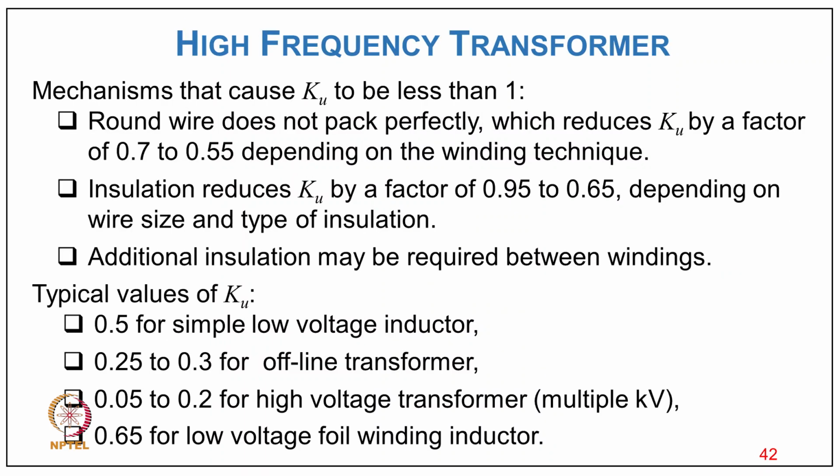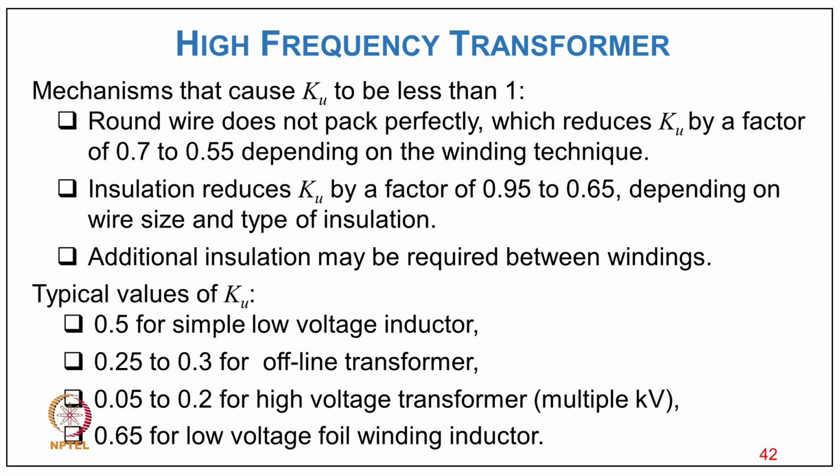Now, the mechanisms that cause Ku to be less than 1: the round wire does not pack perfectly, which reduces Ku by a factor of 0.7 to 0.55 depending upon the winding technique, and insulation reduces Ku by a factor of 0.95 to 0.65 depending upon the wire size and the type of insulation. Then additional insulation may be required between the windings.